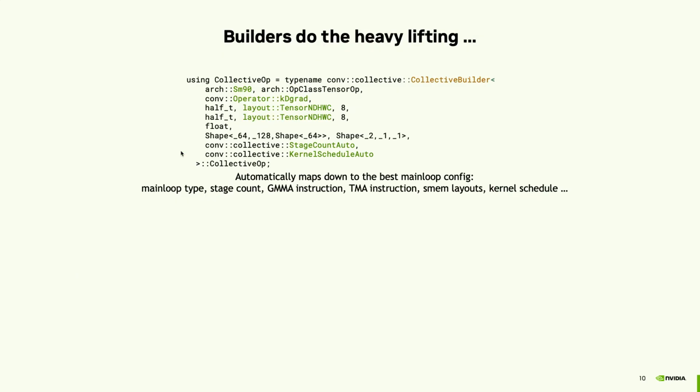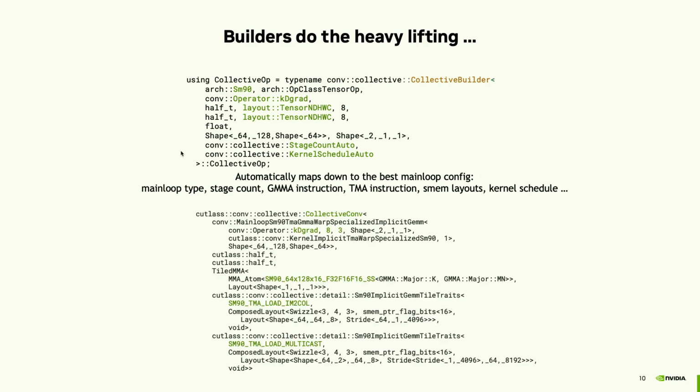And the builders are doing a lot for you behind the scenes, right? So this is the same builder argument for the dgrad from the previous slide, but what the builder is doing is a meta program that actually computes the main loop type to dispatch against. It computes the stage count to make most use of shared memory. It picks the WGMMA instruction for Hopper. It picks the TMA instruction as well as which ones to multicast against, et cetera, et cetera. And all of that is listed over here. So that's what the builder is generating via its meta programs.